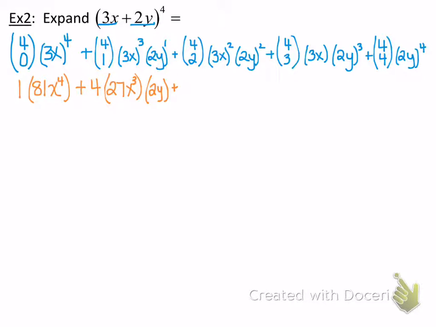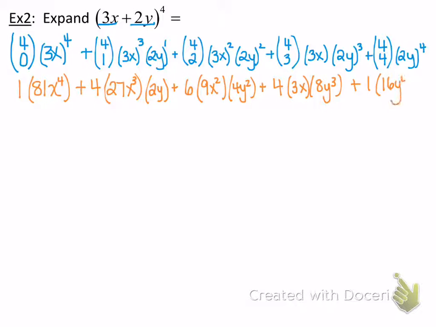4 choosing 2 is 6, 3x squared is 9x squared, 2y squared is 4y squared, plus 4, 3x times 2y cubed, which is 8y cubed, and then we have plus 1 times 2y to the 4th, which is 16y to the 4th.